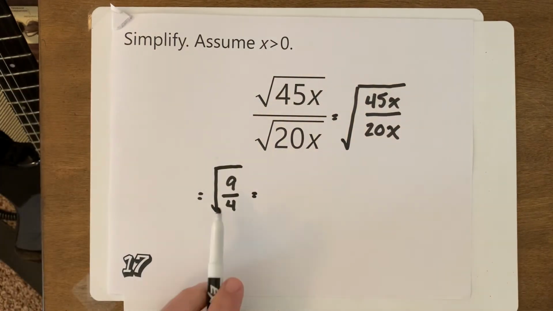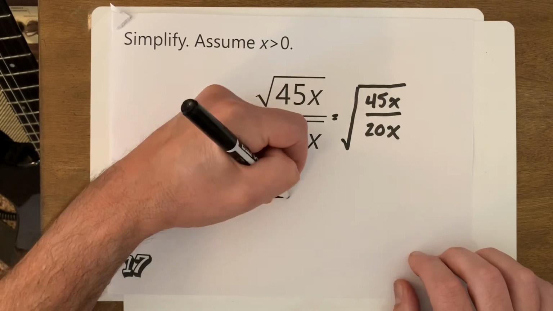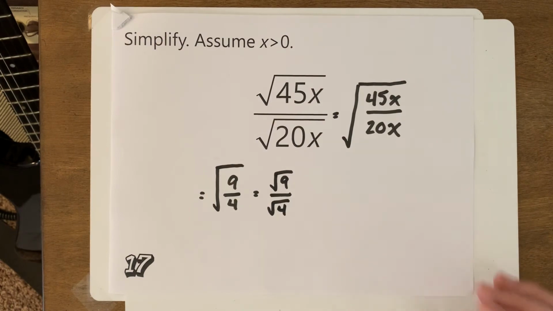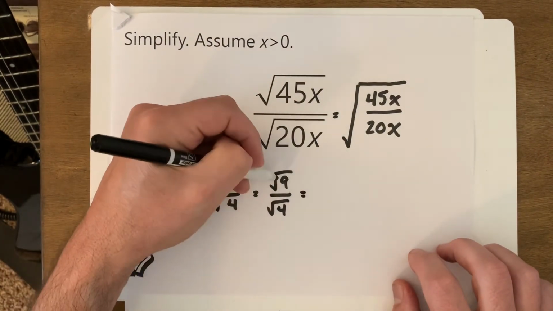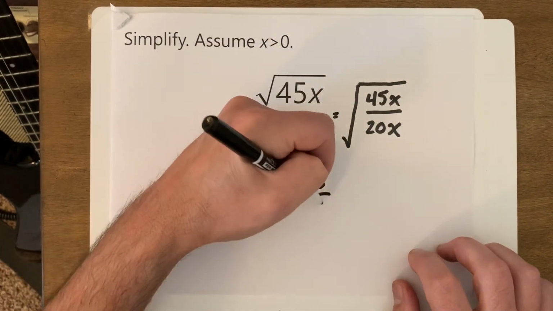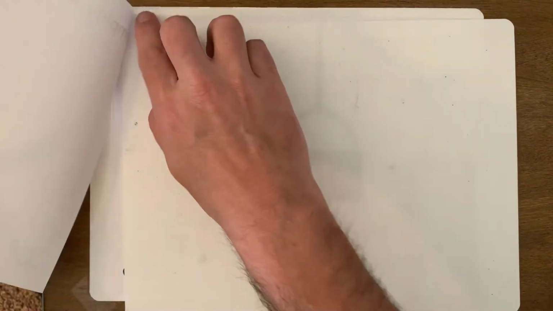Okay, so if we don't know what this is right away, we can take this and split it back up into the square root of 9 over the square root of 4. Visually, that's going to be appealing to a lot of people that don't like fractions. We can handle each of these as a separate square root. So root 9 is 3, root 4 is 2. And that whole thing reduced down to 3/2, and then that's it. All right.